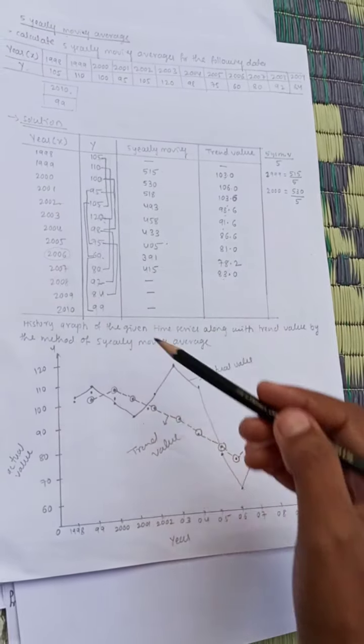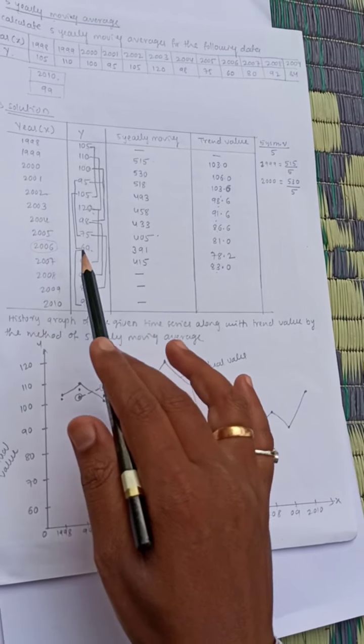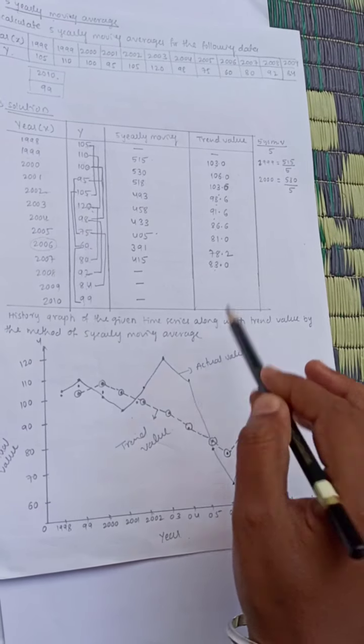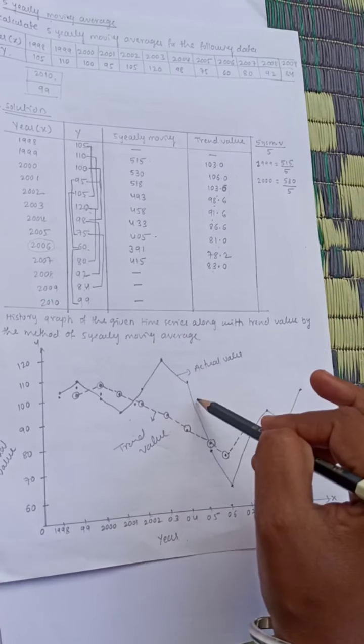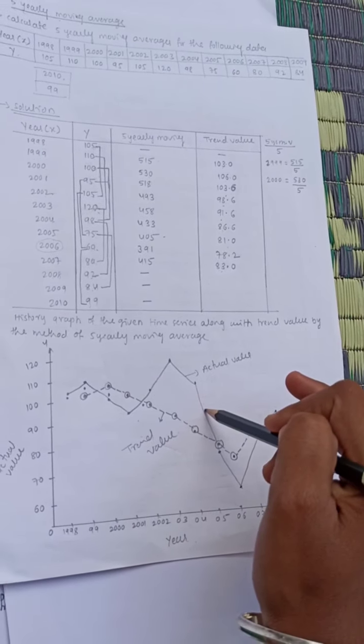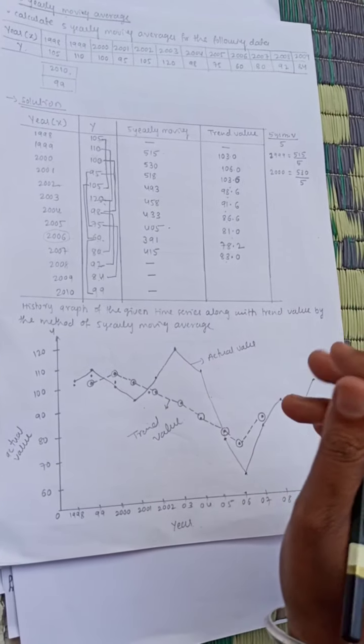Okay, and the same thing is recorded in the graph, in the y values, that is the actual values and trend values. Both you can record in the graph, and in the exam it is also compulsory that you draw the graph. Thank you.